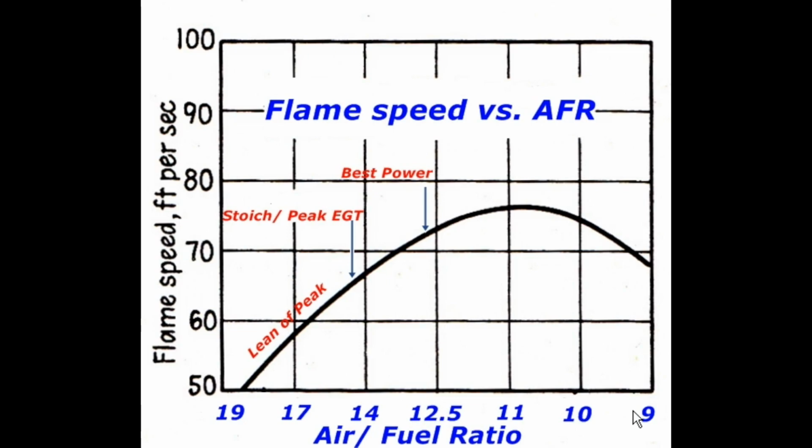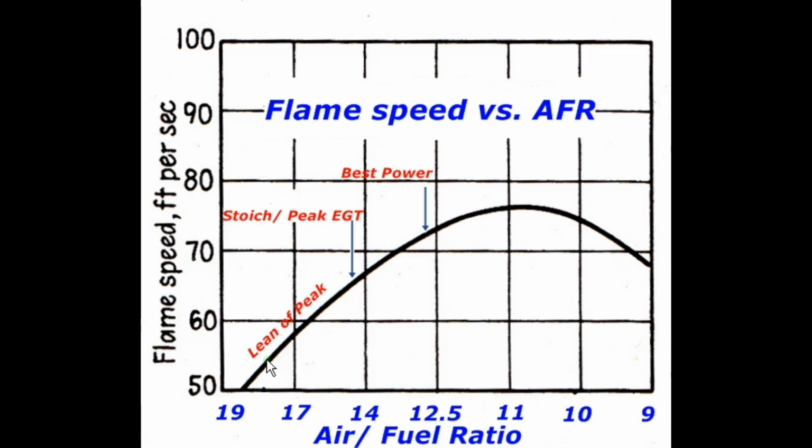fuel economy. So this chart shows combustion flame speed versus air fuel ratio. And you can see here, this is best power, somewhere around 12.8 to 1 air fuel ratio down here. This is peak EGT. This is lean of peak. So we can see at best power, the flame speed is approximately, we'll say, 75 feet per second over here. And as we get progressively leaner, the flame speed falls off quite considerably, actually.